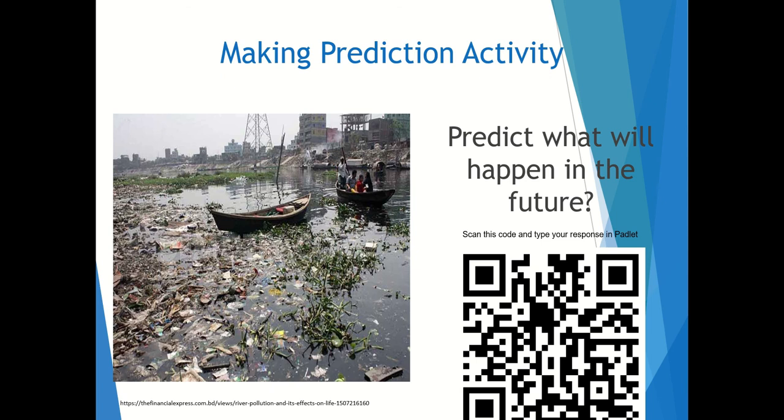Okay, another prediction activity. Let's have a look at this picture. What do you see? Can you predict what will happen in the future to the community surrounding this area? Maybe next month, what will happen next month? What will happen next year? What will happen in the next 5 years? Okay, you can also scan this code and type the response in the Padlet.